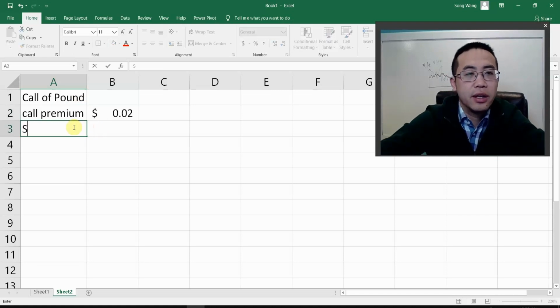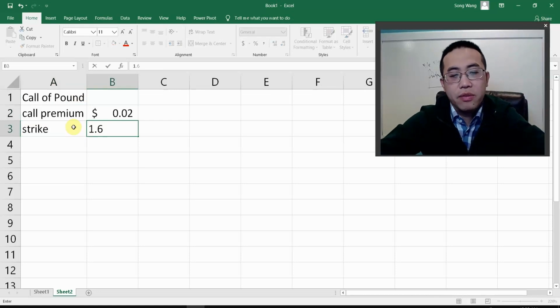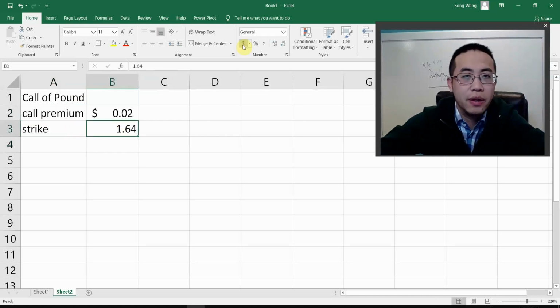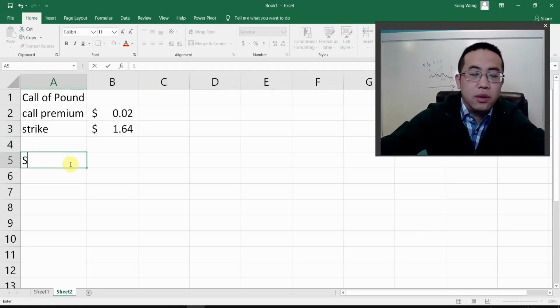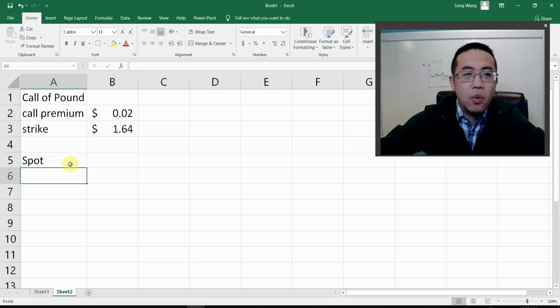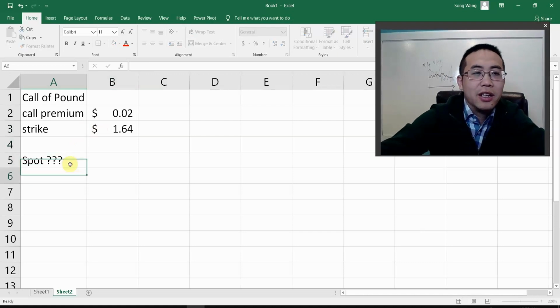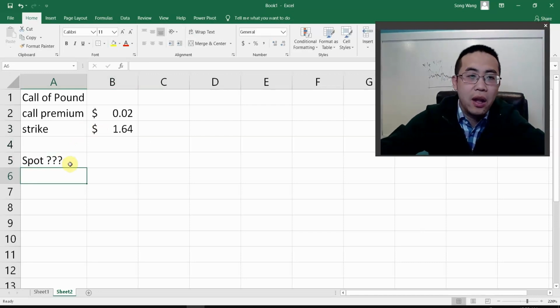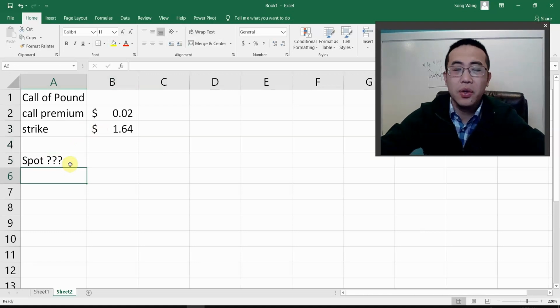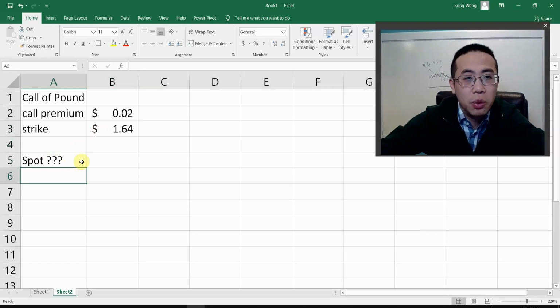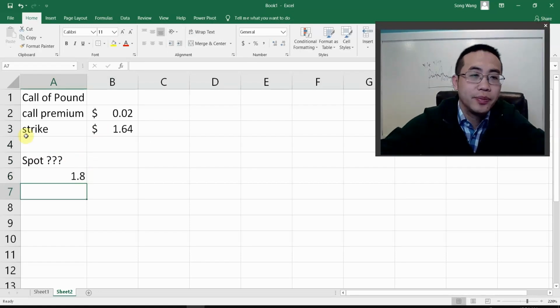And then let's say the strike here, let me make it $1.64 per pound, all right? This is all at a per-pound level. And then you have a spot rate. Well, you don't know where the spot rate would be, right? At maturity or any time between now and the maturity of the option, you don't know what the spot rate would be. But you can calculate what your profit would be under a certain spot rate. Let me throw in some random number. Let me just go with 1.80, all right?